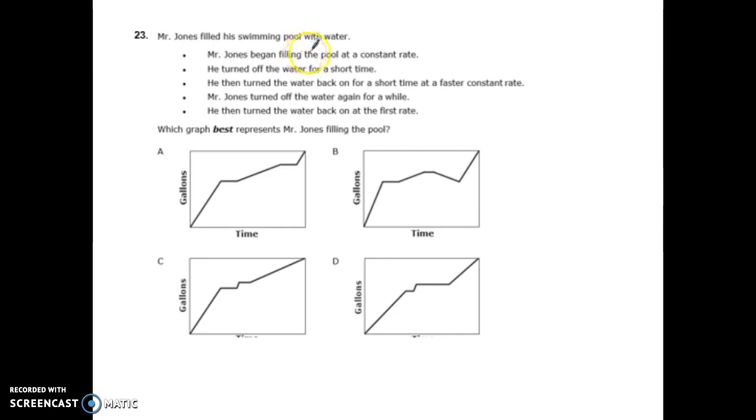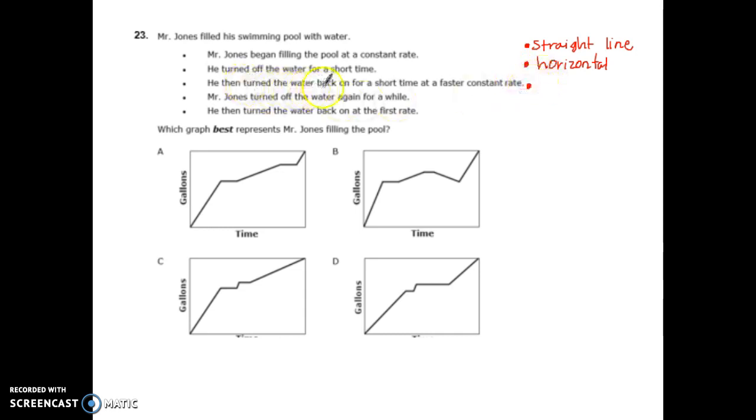Mr. Jones began filling the pool at a constant rate. So a constant rate, whatever I write on the side is what you're writing in the box. A constant rate implies a straight line. Here's the first bullet. He turned off the water for a while. That means it's a horizontal line because time is moving on, but the gallons are not increasing. For a while, we don't know how long, so we can't estimate what that is.